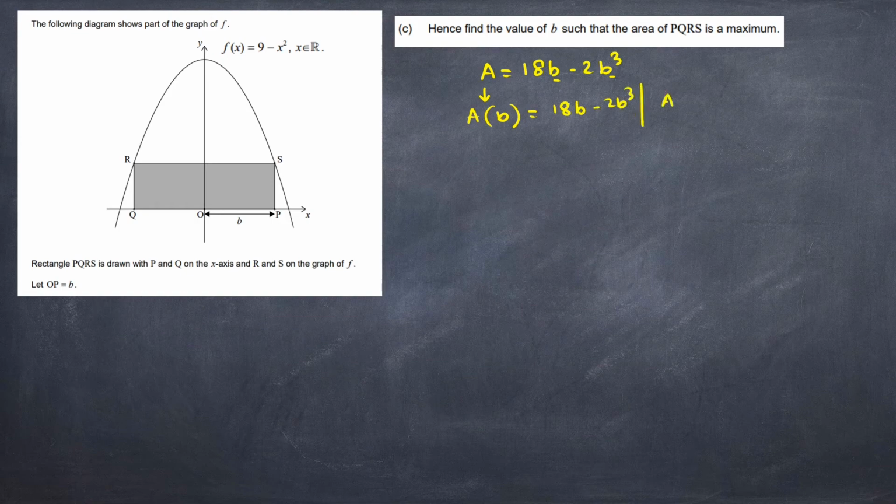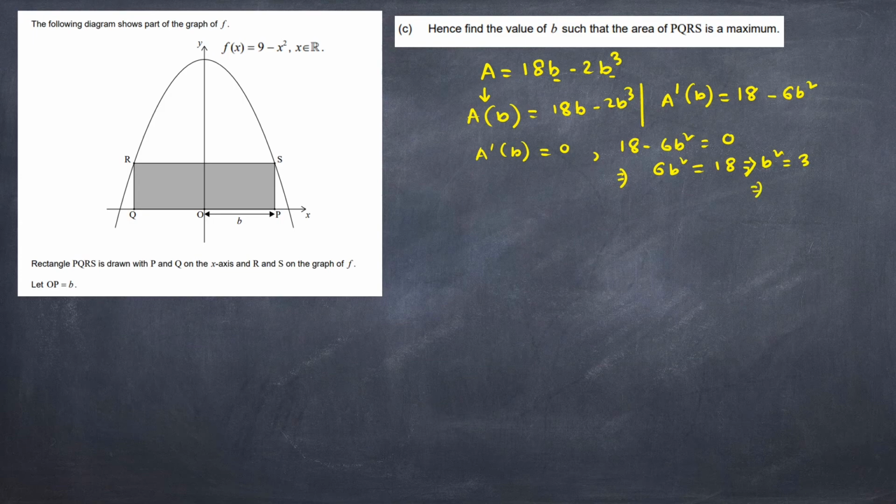So we need to find A dash B, which equals 18 minus 6B square: B is omitted from the first term, and the power 3 comes down, so 3 into 2 is 6B square. For extreme points, A dash B must equal 0. So 18 minus 6B square equals 0. From here 6B square equals 18, so B square equals 3. So B equals plus minus root 3.